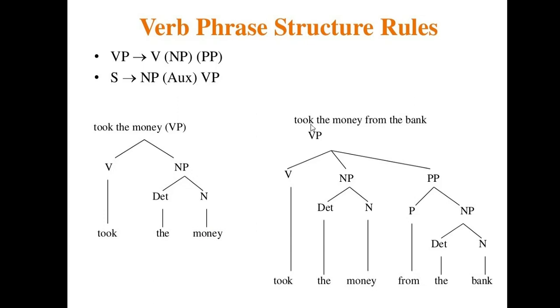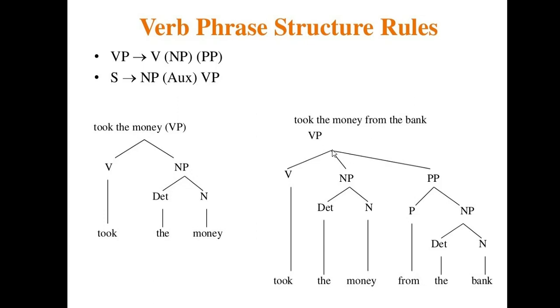At this side, we have a more complex verb phrase. Okay, we have took the money from the bank. This is a complete verb phrase, but this verb phrase includes a prepositional phrase, from the bank. So first, we have to draw it just like we did in this case. Took the money, we draw it this way, it's the same. But we have to add the prepositional phrase.